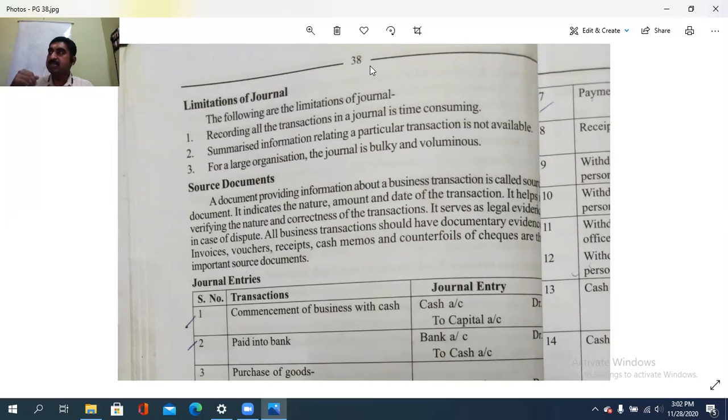So cash is going out, that is, an asset is going out, which is credit what goes out. Cash is going out, and what is coming in? Debit what comes in. Bank is also an asset. So bank account debtor to cash. Paid into bank, that is bank account debtor to cash.